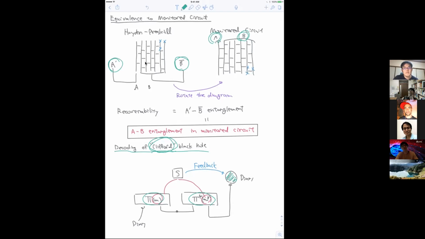Let me put it this way: in the Hayden-Preskill protocol, previously you catch Hawking radiation, and these Hawking radiations are qubits, and all the operators supported on these qubits are commuting. But in the monitored situations, these qubits at different times could be anti-commuting, not commuting with each other. So this monitored circuit formulation can allow us to attack such situations. I see. All right, thank you.